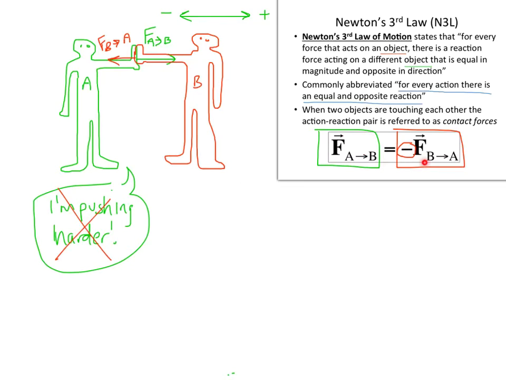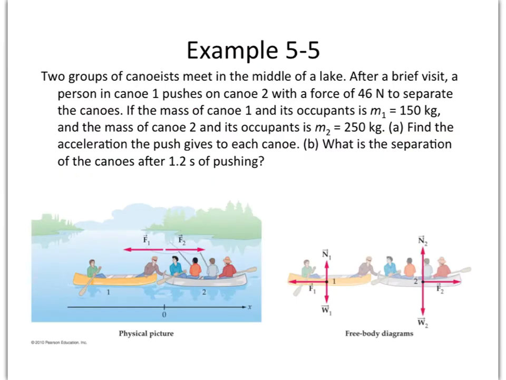The contact force between any two surfaces is always going to be equal. However, they are going to be opposite. All right? So let's see if we can apply that to an example right here, and then that'll be it for this segment. Okay? So this is example 5.5, and here we have some canoeists in a lake.